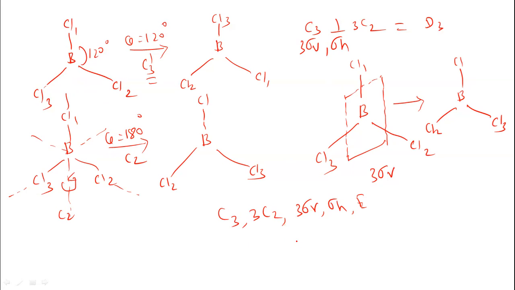So the point group assigned to the molecule is D3 according to this, and according to this sigma h it is D3h. So the boron trichloride molecule has the point group D3h. In this way we explained the D type of point group in the boron trichloride molecule.